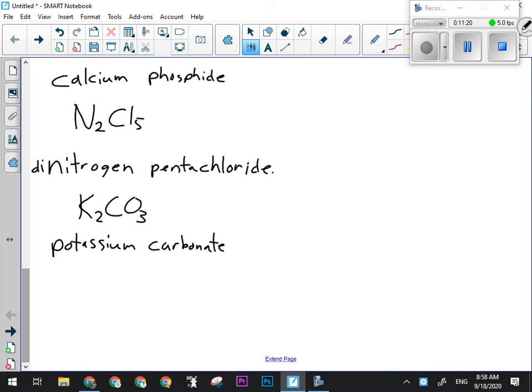Okay, as soon as I have 3 or more elements in an ionic compound, I need to look for my polyatomic ion. It's possible in a molecular compound to have lots of different elements, okay? You could have, okay, that's got 3 different elements in it, okay? But it's a molecular compound.